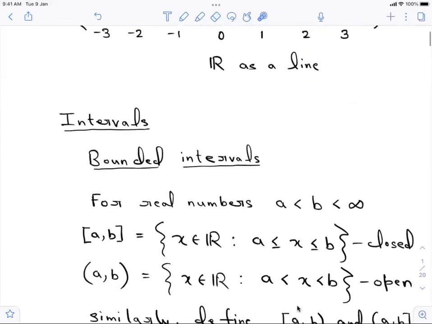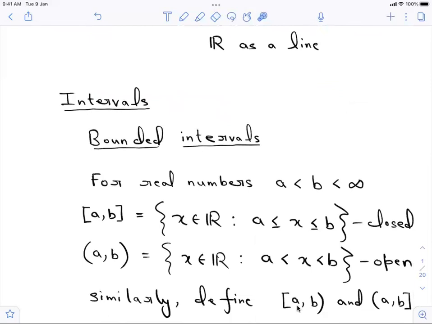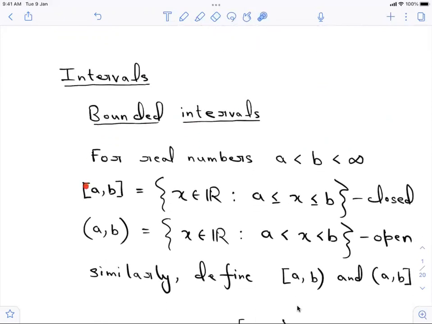So the most important class of examples of subsets of R are intervals. There are mainly two kinds of intervals. You have already come across this before in high school. The first kind of intervals are bounded. Bounded means they're bounded from both sides, and they can be mainly of two different types.